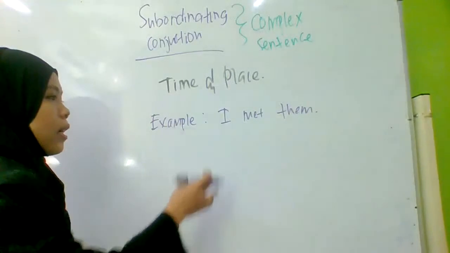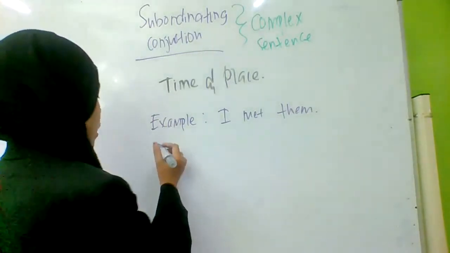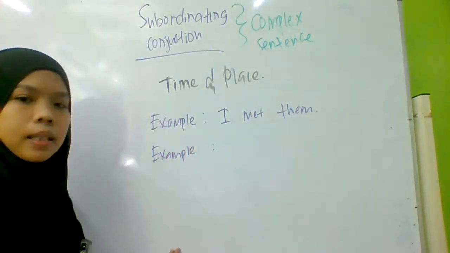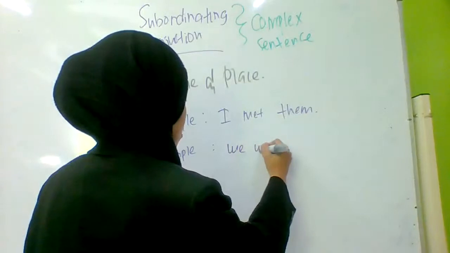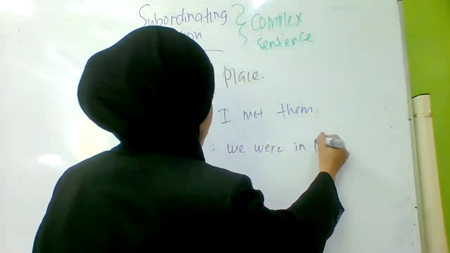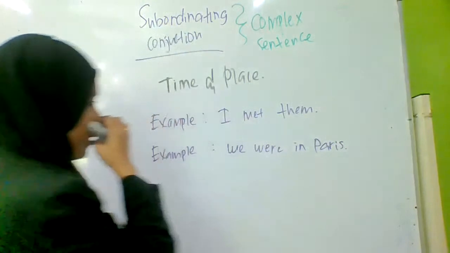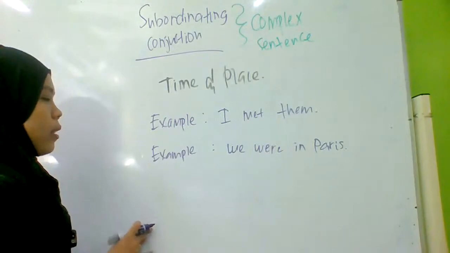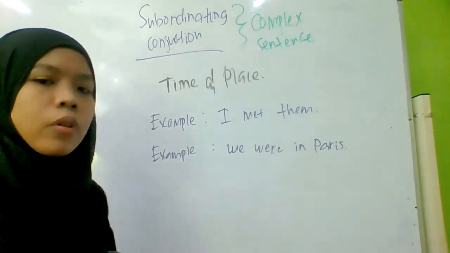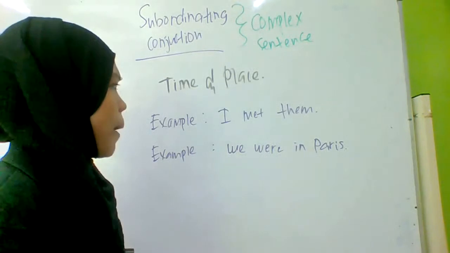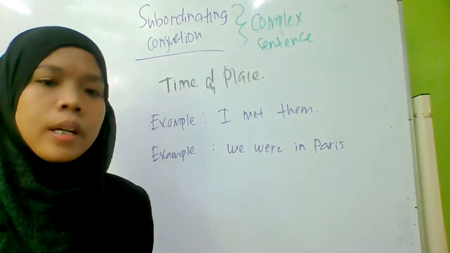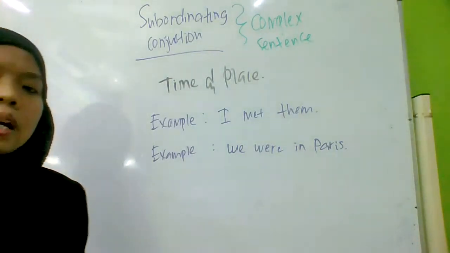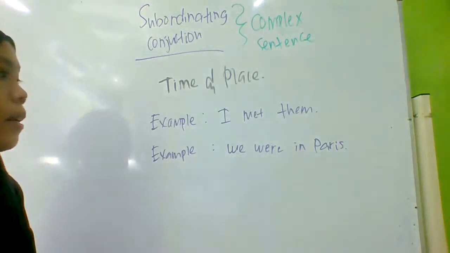So you do understand, I met them. And the next example is we were in Paris. By combining these two sentences, some of you might think we can use while. I met them while we were in Paris. There's no error, you still get the message. I met them when we were in Paris.